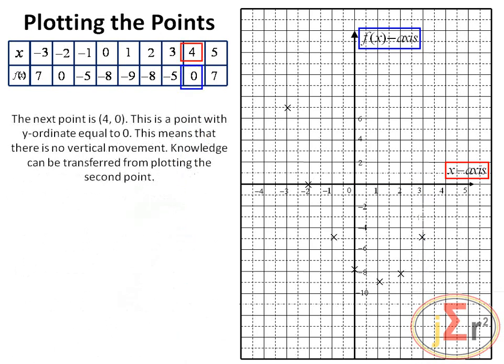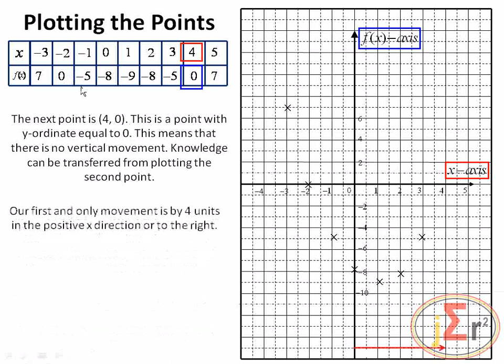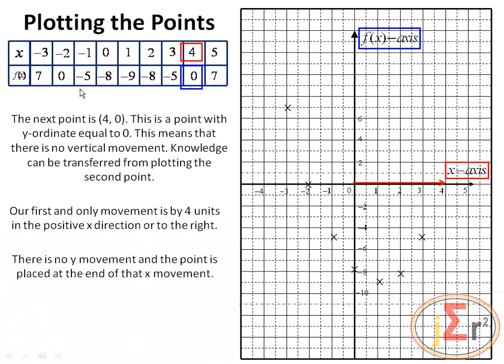The next point is 4, 0. This is a point with y ordinate equal to 0. This means that there is no vertical movement. Knowledge can be transferred from plotting the second point. See the second point right here? It has 0 for the x ordinate, or y ordinate also. Therefore, we can plot it in a similar way to the one that we have plotted before. So we move 4 units in the positive x direction, and what will happen next? We do not move anymore, no more movement, and we just mark our point right there.